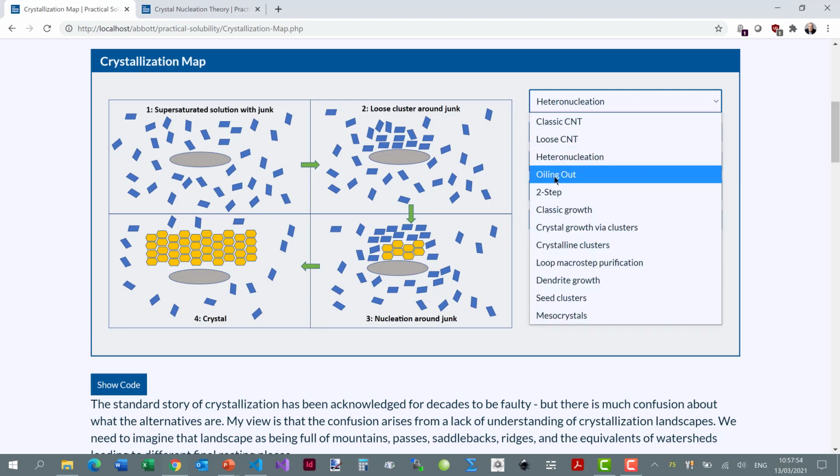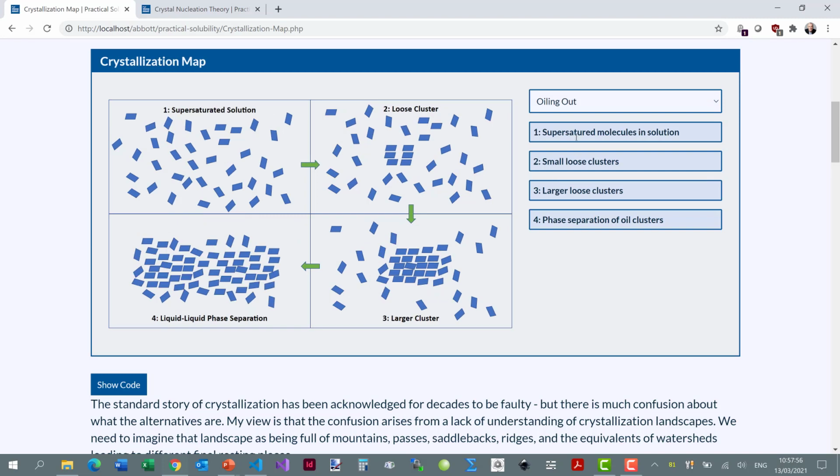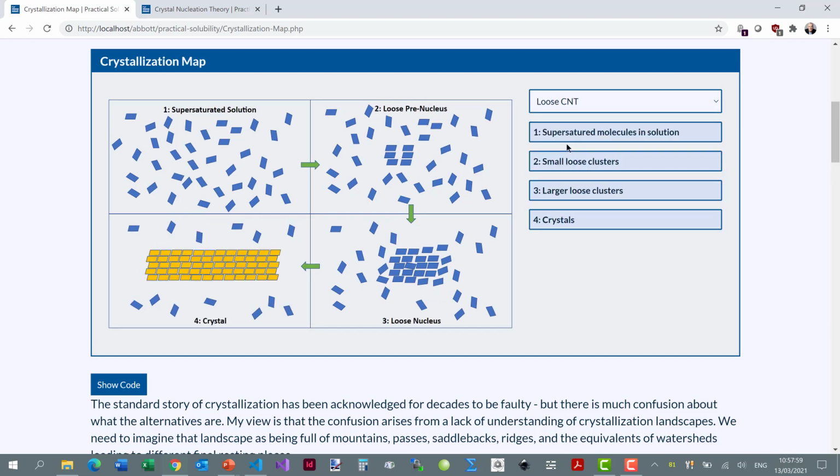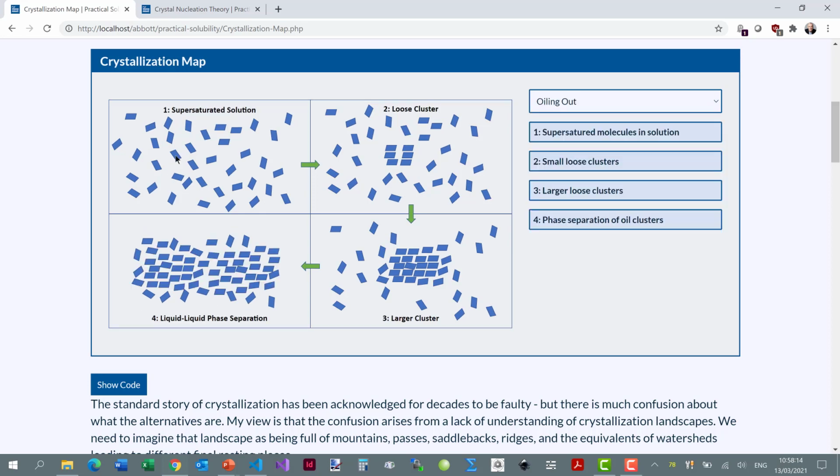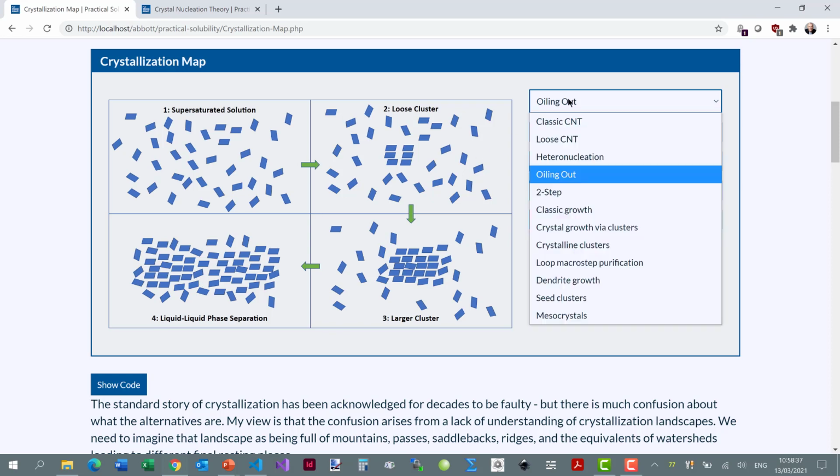But we can also get oiling out. So what's the difference between loose CNTs? Here we have a loose prenucleus, we have a loose nucleus, and then it decides to crystallize. But in the first video, I showed metastable app, and you can get oiling out. The first three panes of this are identical, I just copy-pasted, but this large cluster becomes even larger and you get liquid-liquid phase separation and it falls out. Not as pure glassy solute, but solute plus solvent, say 60 solute, 40 solvent.